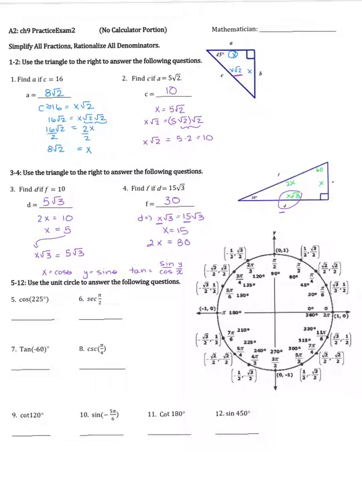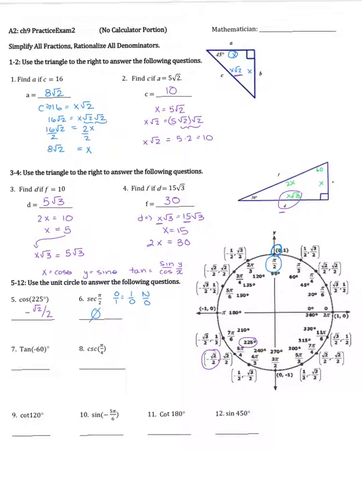Okay, so cosine of 225, we go around the circle. Here is 225 degrees. Cosine is going to be the x value, so that is a negative rad 2 over 2. Then we have secant of pi over 2. Well, pi over 2 is right here, and secant is going to be the reciprocal of cosine. So the reciprocal of 0 is 1 over 0, which is a big fat no. So that's going to be undefined. You cannot divide by 0.